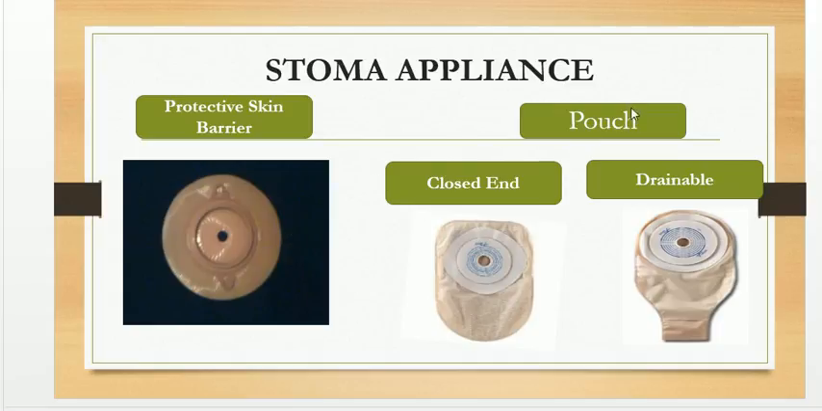So pouches, they're closed end pouches and drainable pouches. This is closed end. In these cases we have to remove it. Here you can see this is where we can empty the pouch. This is the part which is attached to the skin, a wafer type part of the stoma bag pouch. So it's drainable. Here we can empty the pouch, and here we apply a clip which can be removed, then the bag can be emptied, and again a clip is applied.